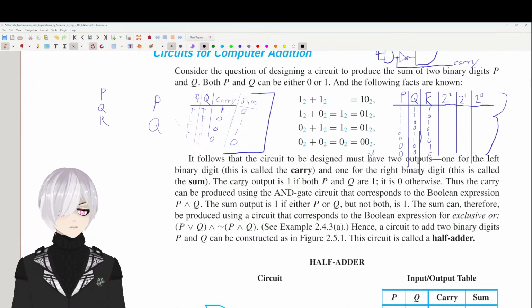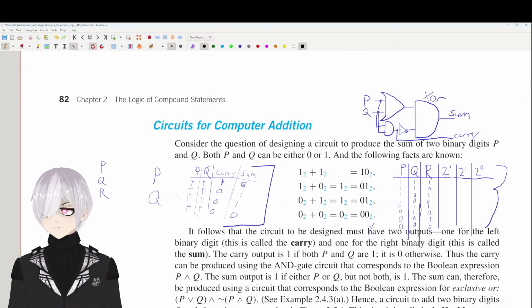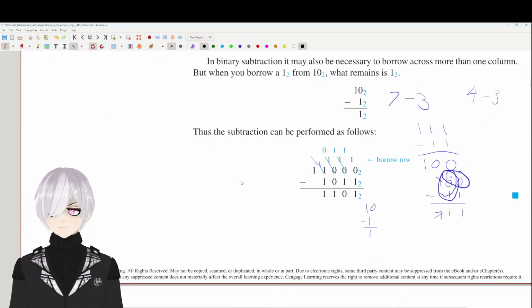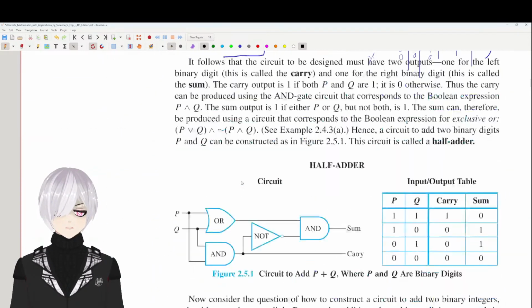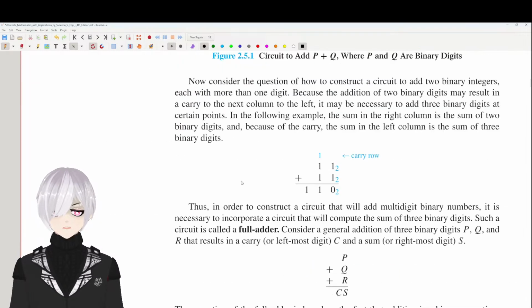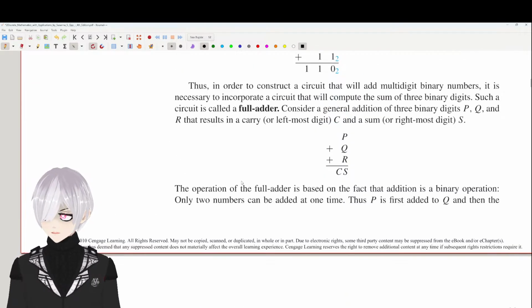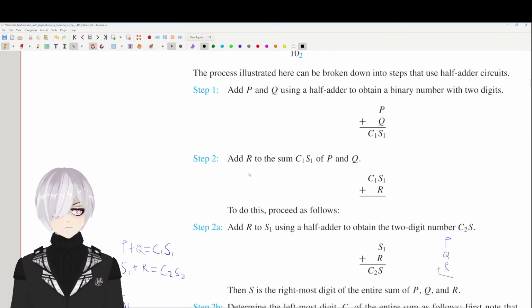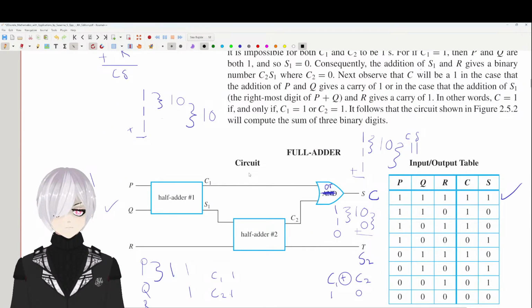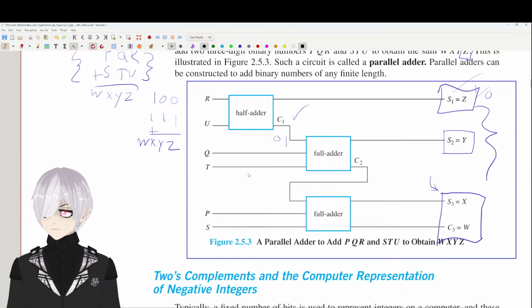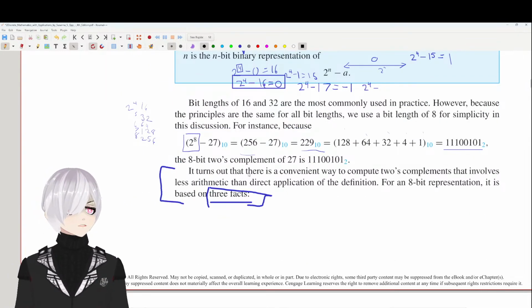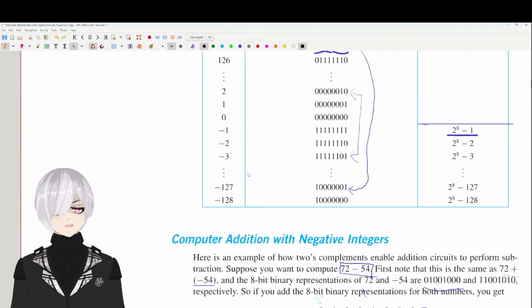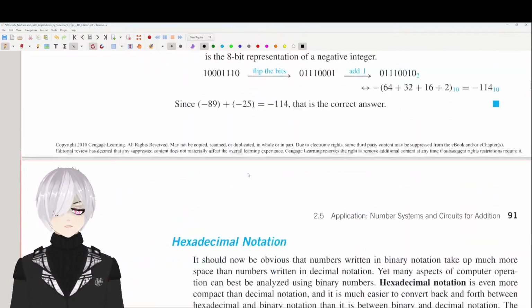I guess a half adder adds two binary digits, and a full adder adds three binary digits, it looks like. Really? A full adder doesn't add an infinite amount of binary digits? Hmm, I guess that would be a combination of full and half adders? Yeah, I guess so.